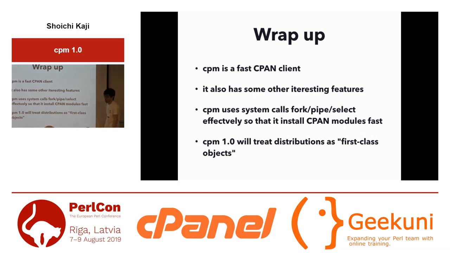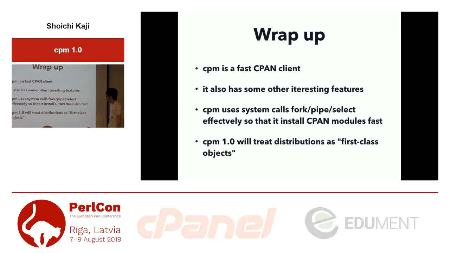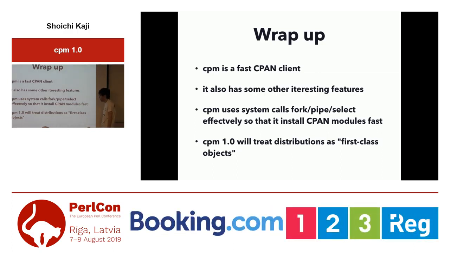So this is the last slide. To wrap up: CPM is a fast CPAN client, but it also has some other interesting features. It is self-contained, has flexible resolvers and static install, and it supports previews. And CPM uses the system calls fork, pipe, and select effectively so that it installs CPAN modules fast. And CPM 1.0 will treat distributions as first-class objects.